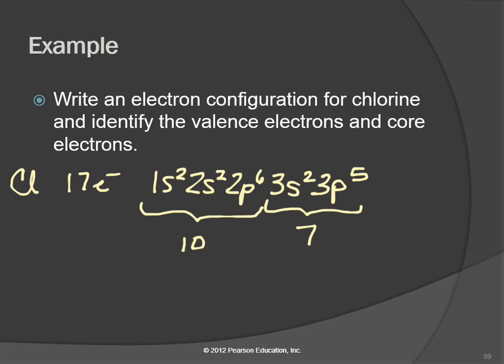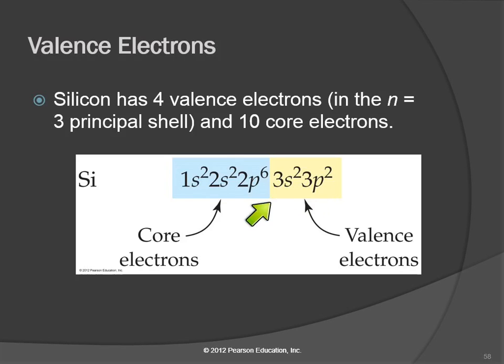What group in the periodic table is chlorine in? Group 7A, or group 17. And it has 7 valence electrons. We just did silicon, right? Silicon had 4 valence electrons. What group is silicon in? Group 4A, or group 14. You think that's a coincidence? Not a coincidence.